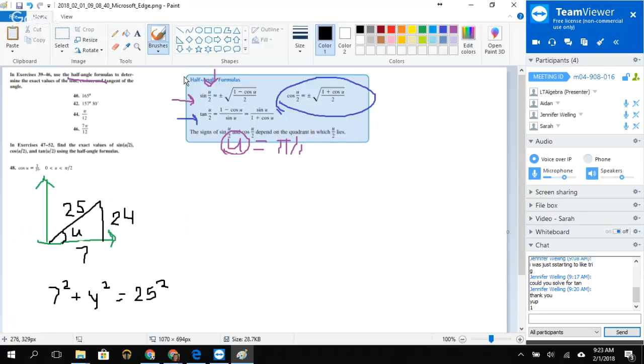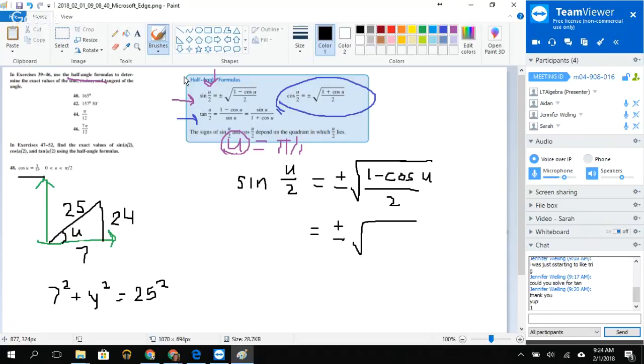So now what they want us to actually figure out is the sine of u divided by 2. We know that the sine of u divided by 2 is equal to plus or minus the square root of 1 minus the cosine of u, all divided by 2. They've given us the cosine of u in our problem: 7/25. So we're just going to plug that in: 1 minus 7 divided by 25, over 2.